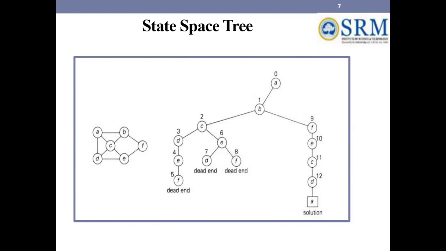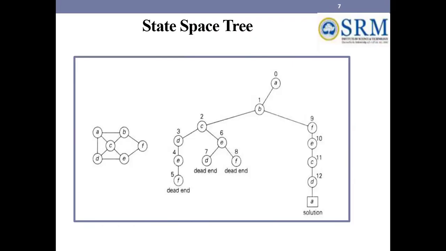Now we will see C first. What are the adjacent nodes for C? There are four adjacent nodes: A, B, D, E. So see, in the path A and B are already visited. For C, A and B are already visited. The unvisited nodes are D and E.